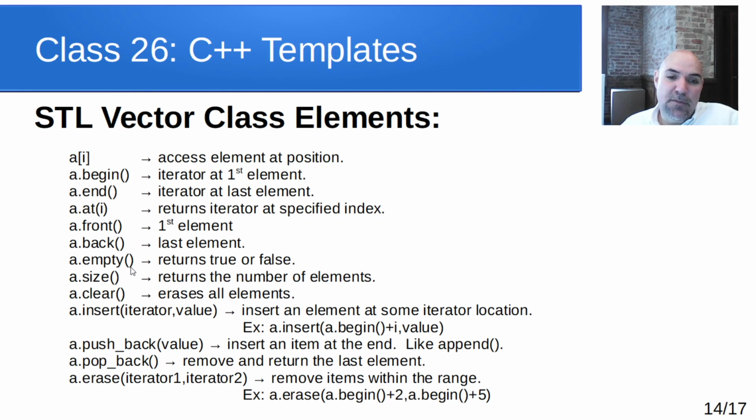A.size returns the number of elements that are in that vector. Again, this is kind of like the length of a list in Python if you're used to that. A.clear erases everything out of the vector, so you can put things in, clear all of them out. A.insert, we use an iterator and a value. It'll insert something at that position.